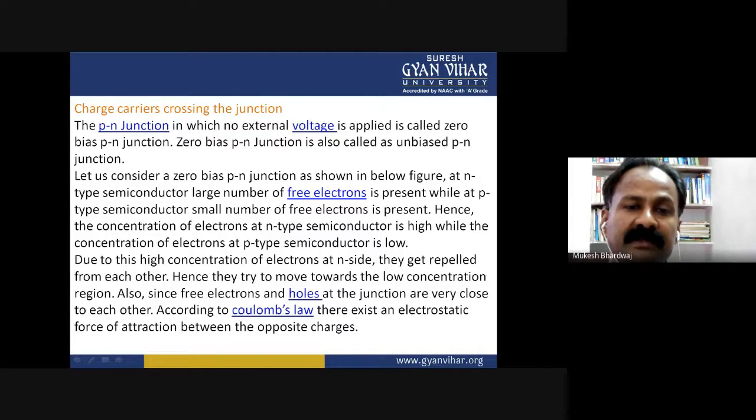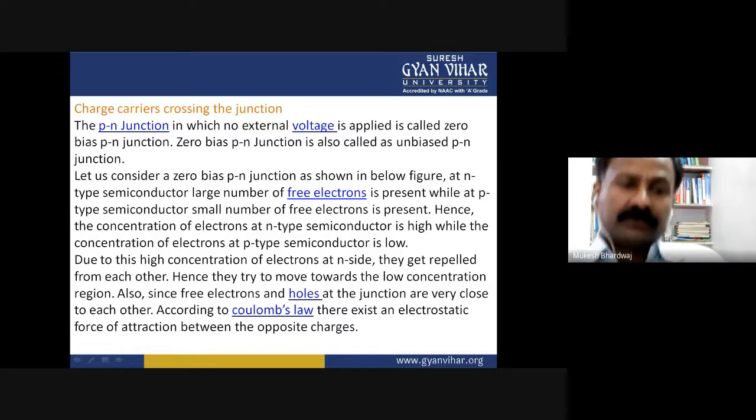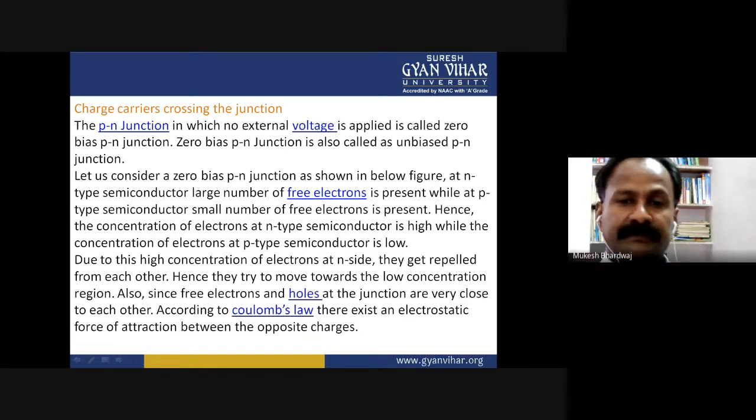In the N-type semiconductor, a large number of free electrons is present, while in the P-type semiconductor, a small number of free electrons is present. Hence, the concentration of electrons in the N-type semiconductor is high, while the concentration of electrons in the P-type semiconductor is low. Due to this high concentration of electrons at the N side, they get repelled from each other. Hence, they try to move towards the low concentration region. This is due to the difference in concentration.